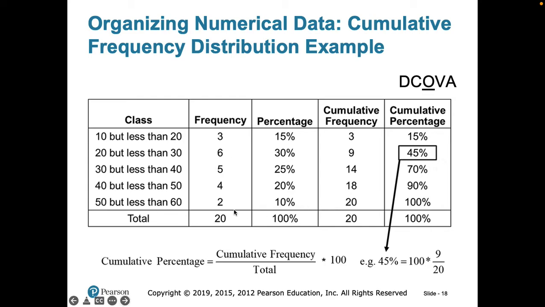One easy check on this is, again, checking the totals. This one right here should equal 100%. So that means you're not missing anything. And your cumulative frequency, once again, should also equal the number of observations. So that's just an easy check to make sure you did not miss any data.